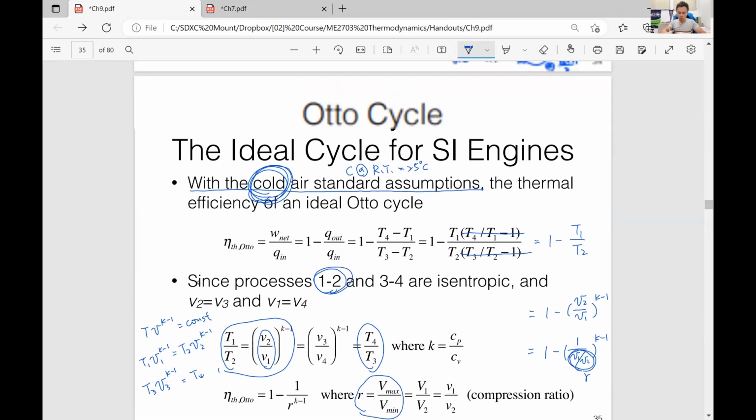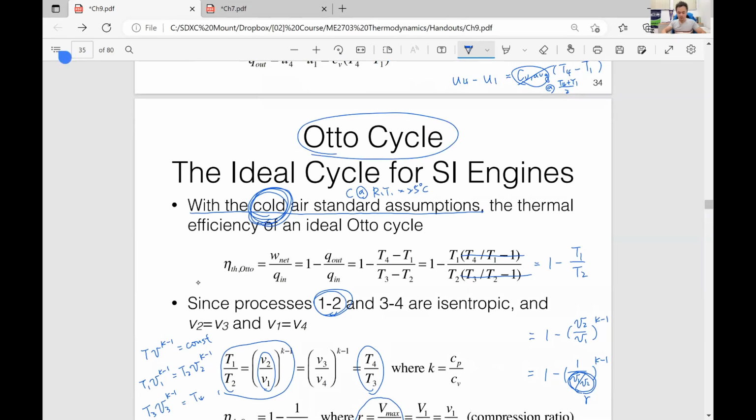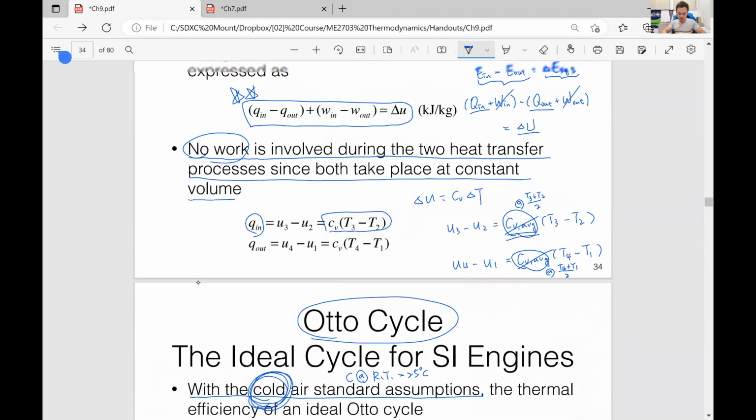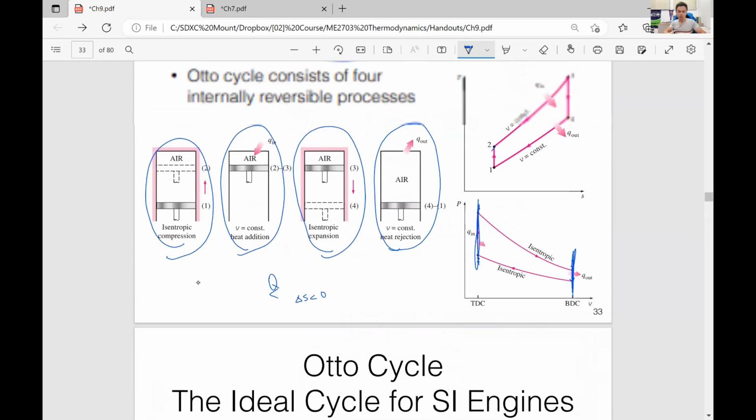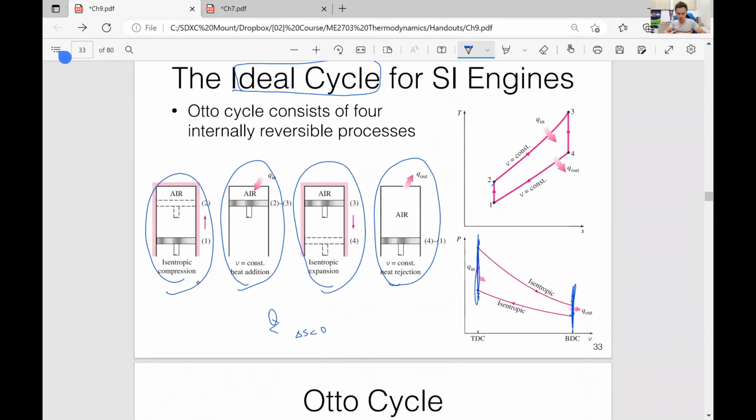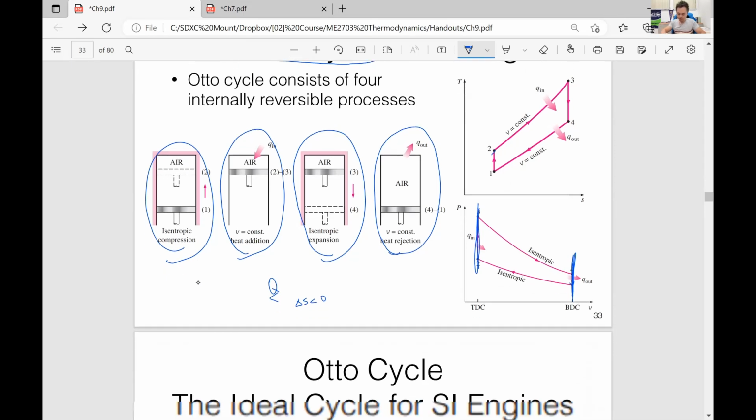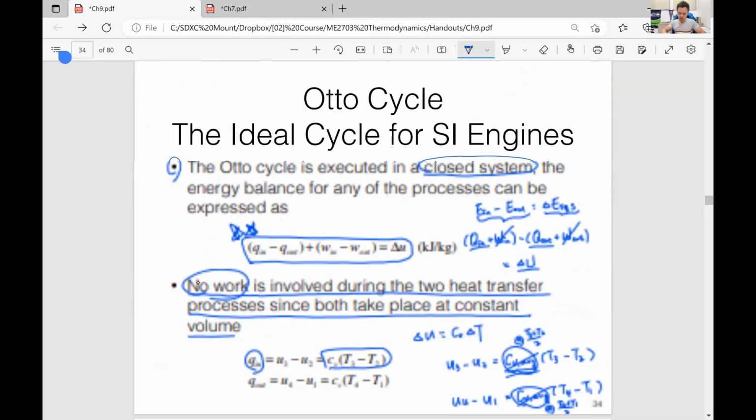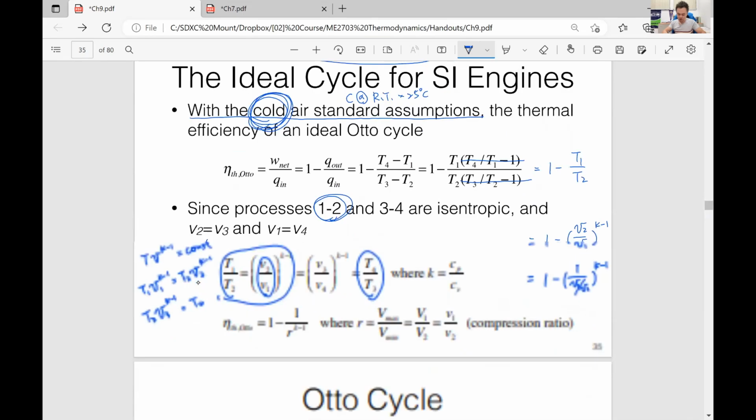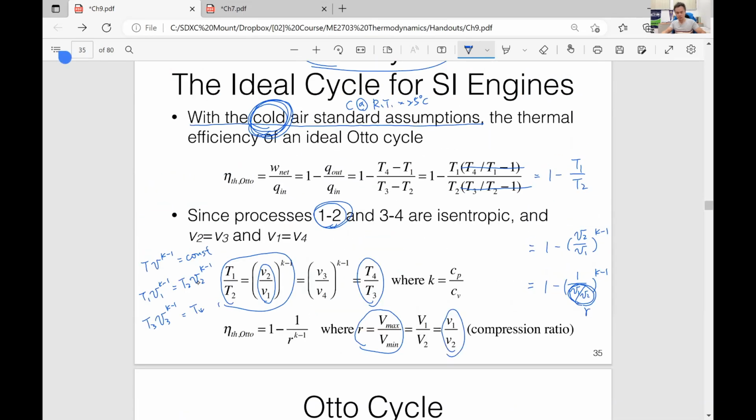However, the Otto cycle is executed in a piston-cylinder device, which is a closed system. So the mass doesn't change, right? So the volume ratio is the same as the specific volume ratio. Okay. So that's why finally we can rewrite this as 1 minus 1 over r to the K minus 1.